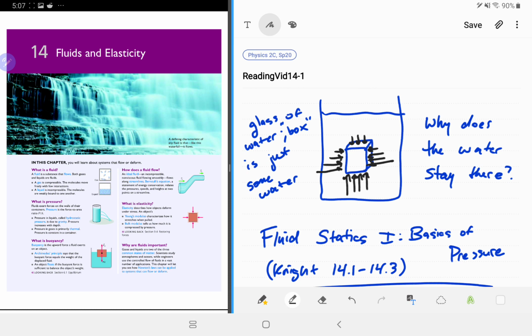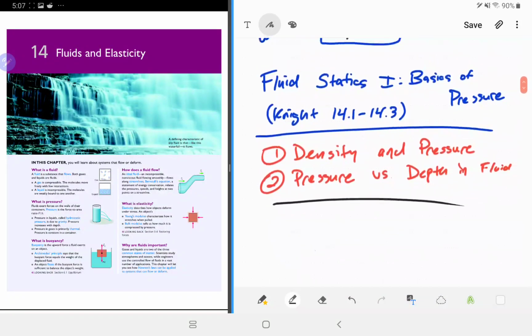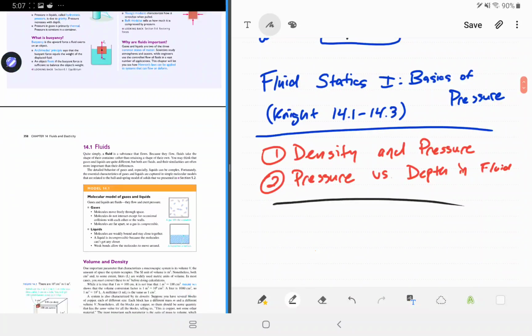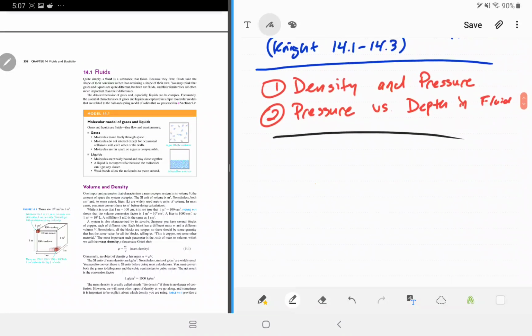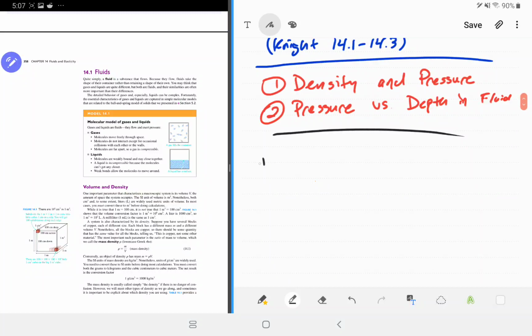So the magnitude of these arrows, and how you can compute how big these forces are depending on how deep you are in the liquid. This depth will be d, where d equals 0 is the surface. Okay, so we'll get to that in a bit. But we need to cover some basic terms first, density and pressure, and then we can talk about pressure versus depth in the fluid.